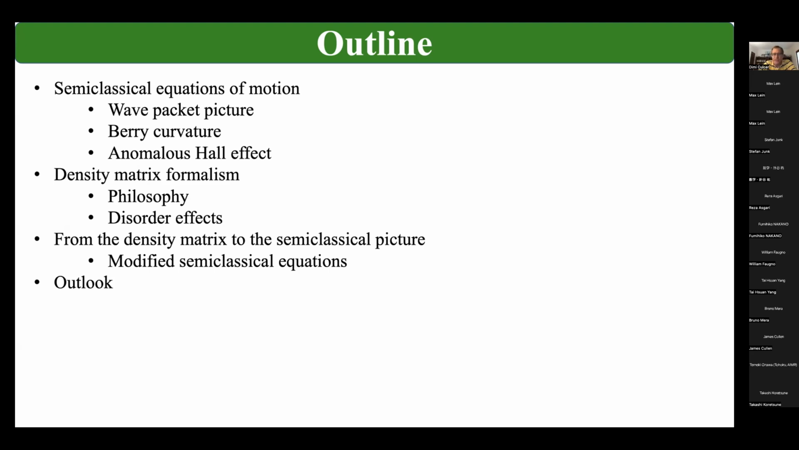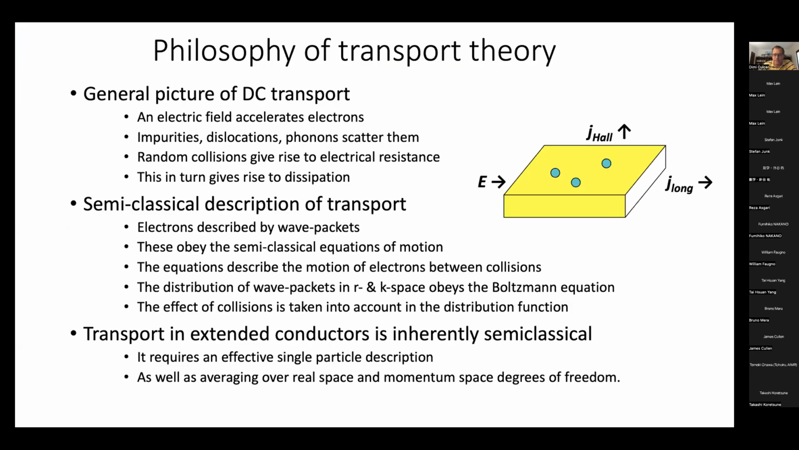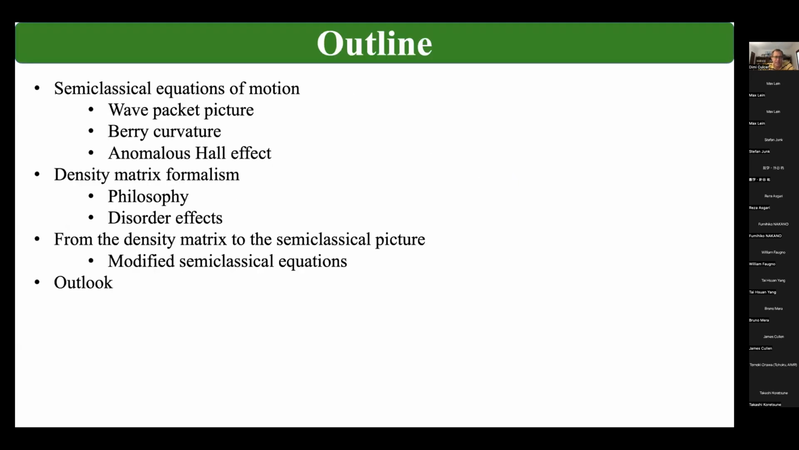Essentially what we did is very closely related to Kubo. So it's still standard linear response, but it's based on the density matrix formalism. I'm going to introduce the philosophy of that and explain how we use it to treat disorder effects. And then finally, in the last part of the talk, I'm going to show how we propose to go from this density matrix picture to the semi-classical picture and end up with a series of modified semi-classical equations. So this roughly follows the historical development of mostly my thinking.